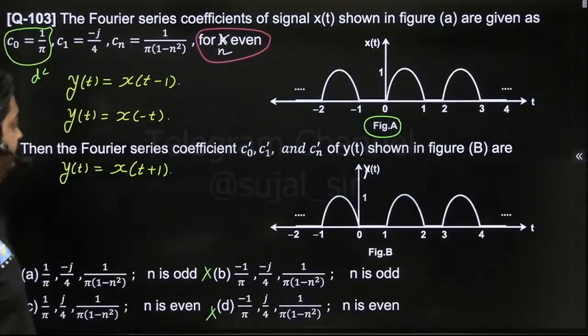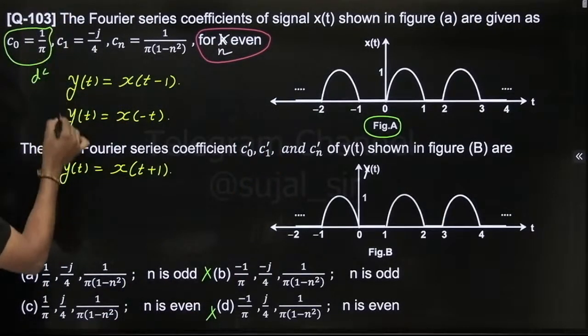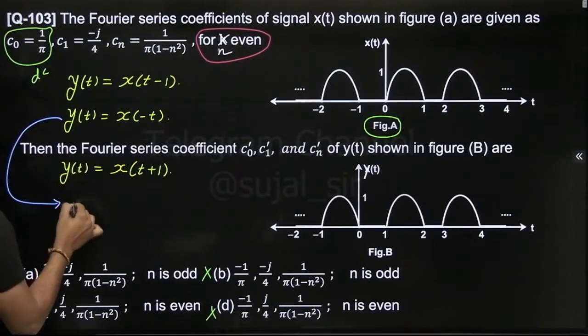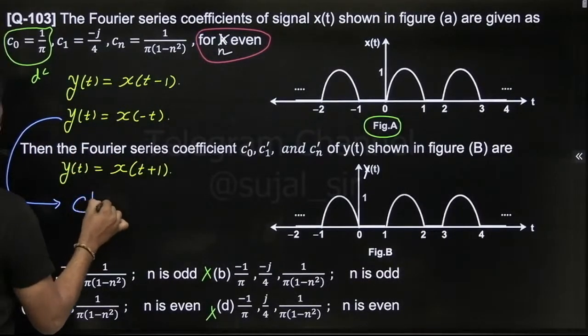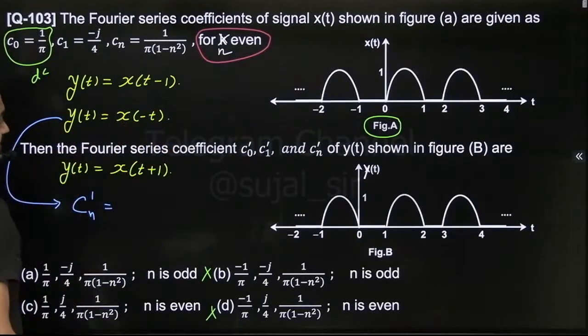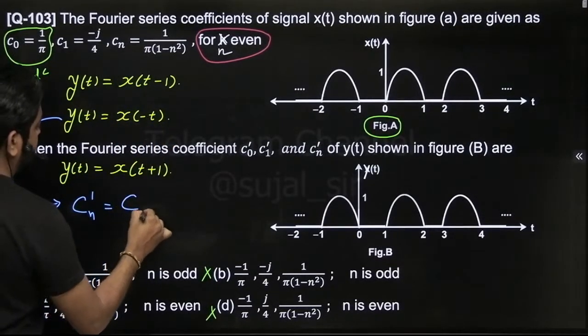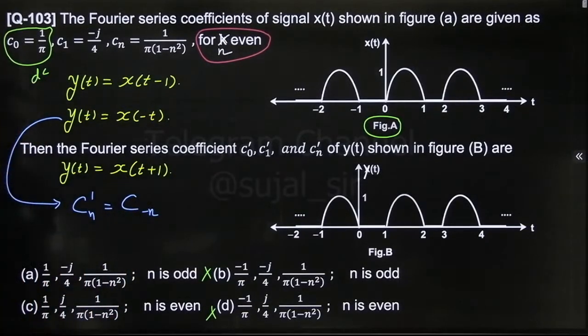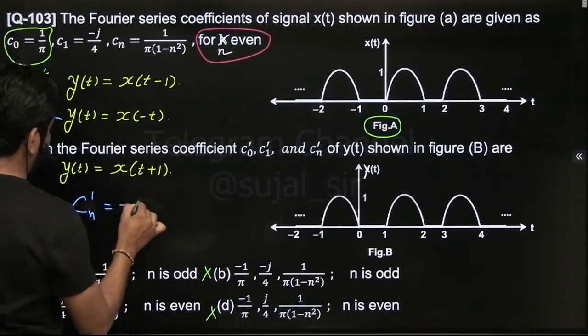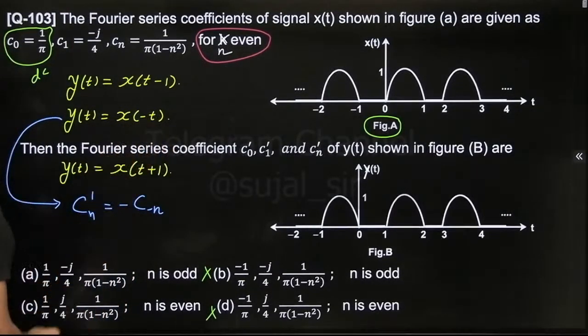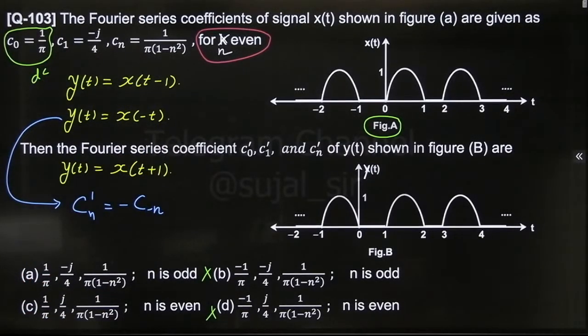So here it is simply a time shifting operation, guys. If you consider the second one, Cn dash is equal to what? Here x of minus t, guys. X of minus t is nothing but C of minus n, yes or no? Minus C of minus n. That is the property, the time reversal property: x of minus t means minus C of minus n.